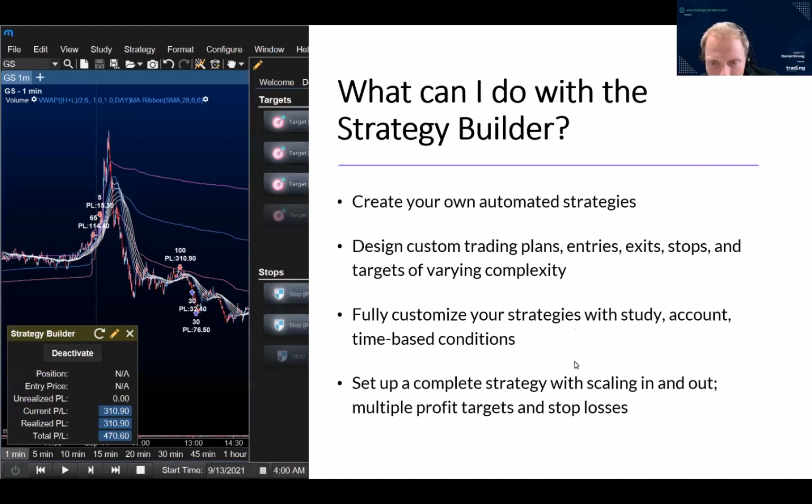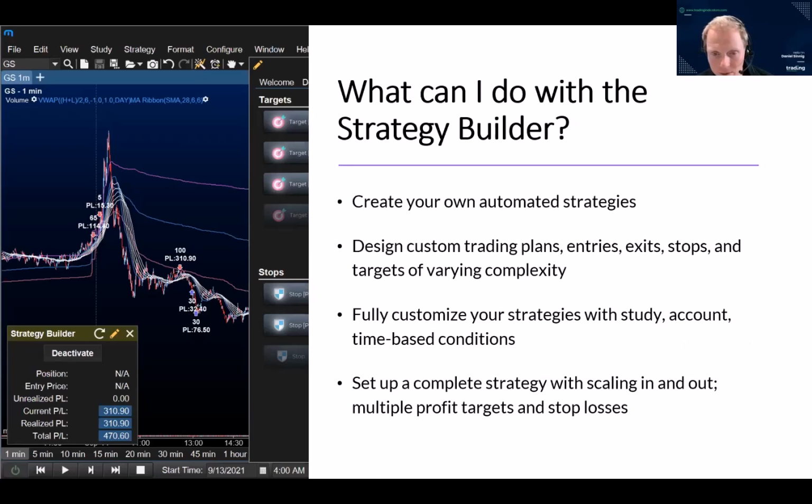You have the option to create what we call study conditions. For example, if an indicator does a certain thing, maybe gives you a signal, or perhaps if an MA crosses another MA, this could be a study condition because it's based on indicators or studies available on your chart. You can also use account conditions. For example, only take a trade if you're not already long, if it's a buy trade. Or perhaps only trigger this exit condition if you're actually in a position. We call these account positions because they check what your account is doing.